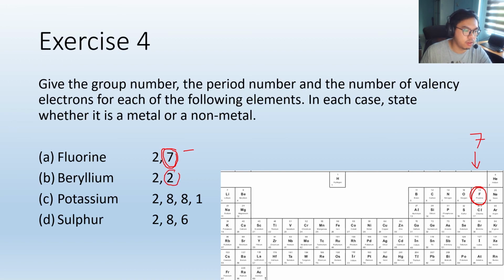Beryllium, group 2, you can know just by looking at that. So here, beryllium is in group 2. And then potassium, group 1. That's how you know. So there's potassium there. And then sulfur, the valency electron is 6. So sulfur is in group 6, which is here, right next to group 7.